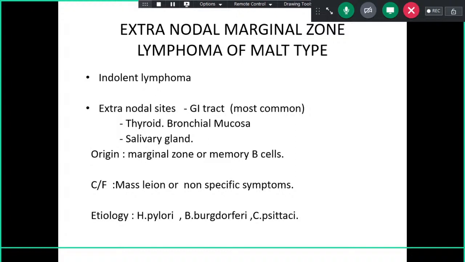Like in stomach, it is H. pylori infection. In case of your skin, it is Borrelia burgdorferi. In case of your eye or conjunctiva, it is Chlamydia trachomatis. So in all cases, there is an association with an infectious etiology. Clear? H. pylori, Borrelia burgdorferi, Chlamydia psittaci. So these are the infectious etiologies. That's why when it involves the GI tract, in the initial stage they usually try to treat for H. pylori infection. They give an antibiotic course for H. pylori before starting chemotherapy.